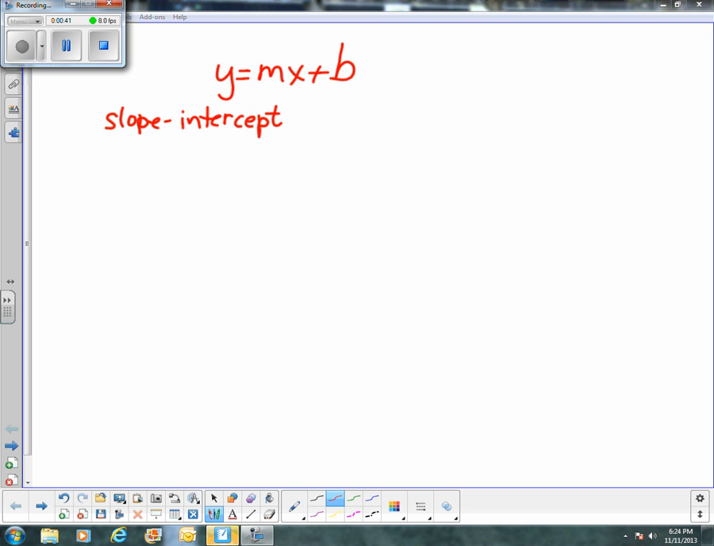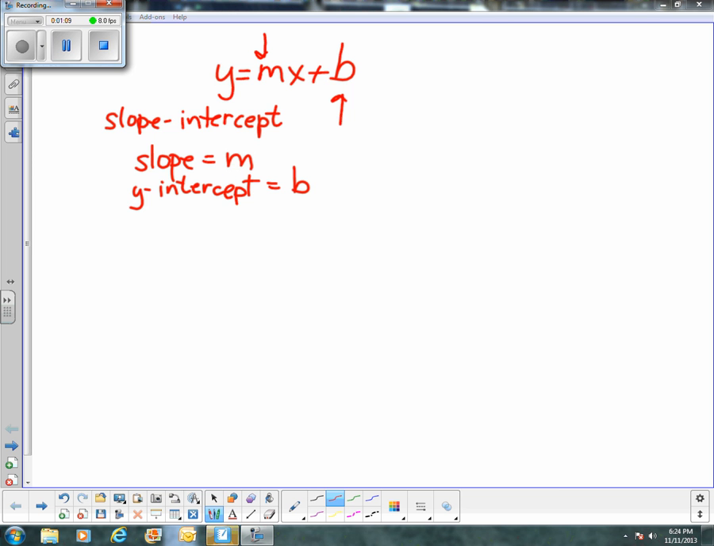So we know which of the variables is the slope. Whatever the m is, that's the slope. Slope equals the variable m. And b here is the y-intercept. The y-intercept equals the b.